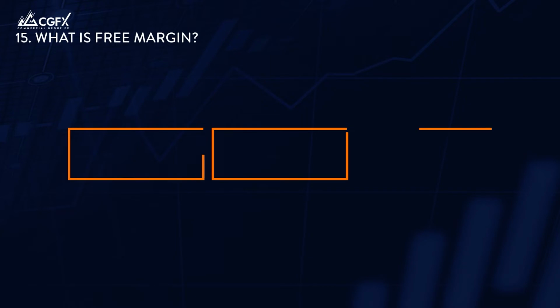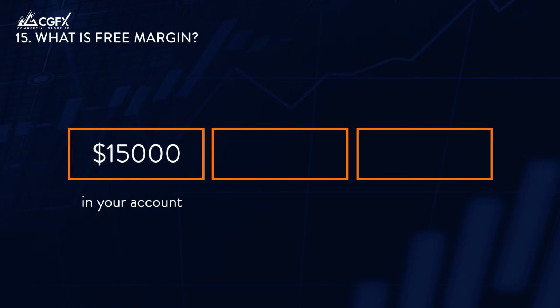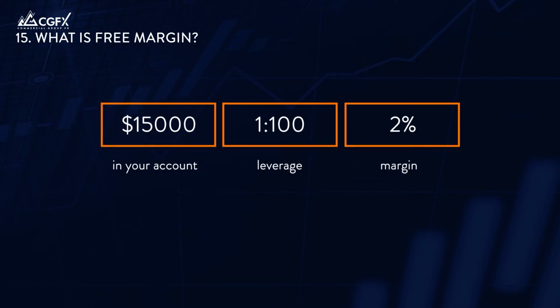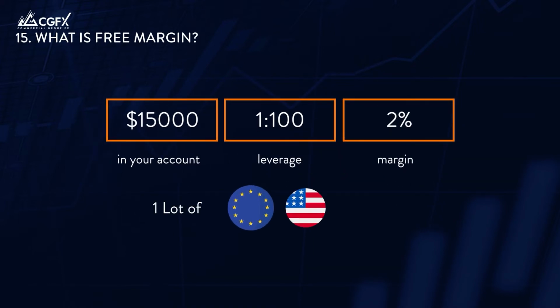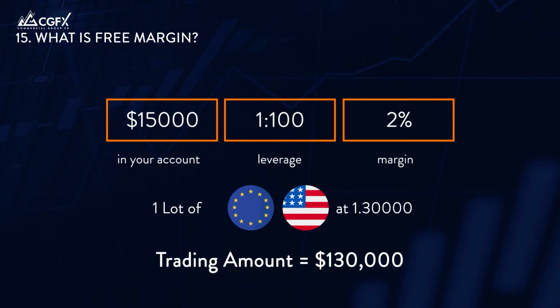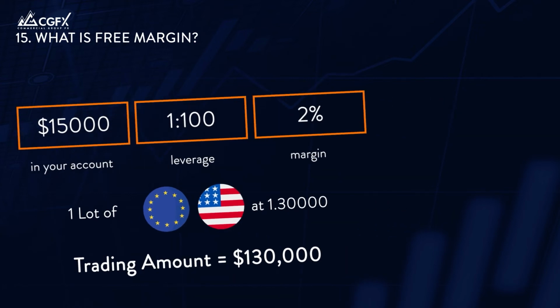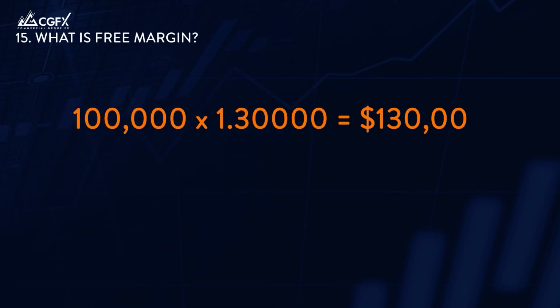For example, let's assume that you opened the position with $15,000 in your account, 1 to 100 leverage, and 2% margin. If you decide to buy one lot of euro to US dollar at 1.30000, then the trading amount will be $130,000. The required margin for this position is calculated as follows.